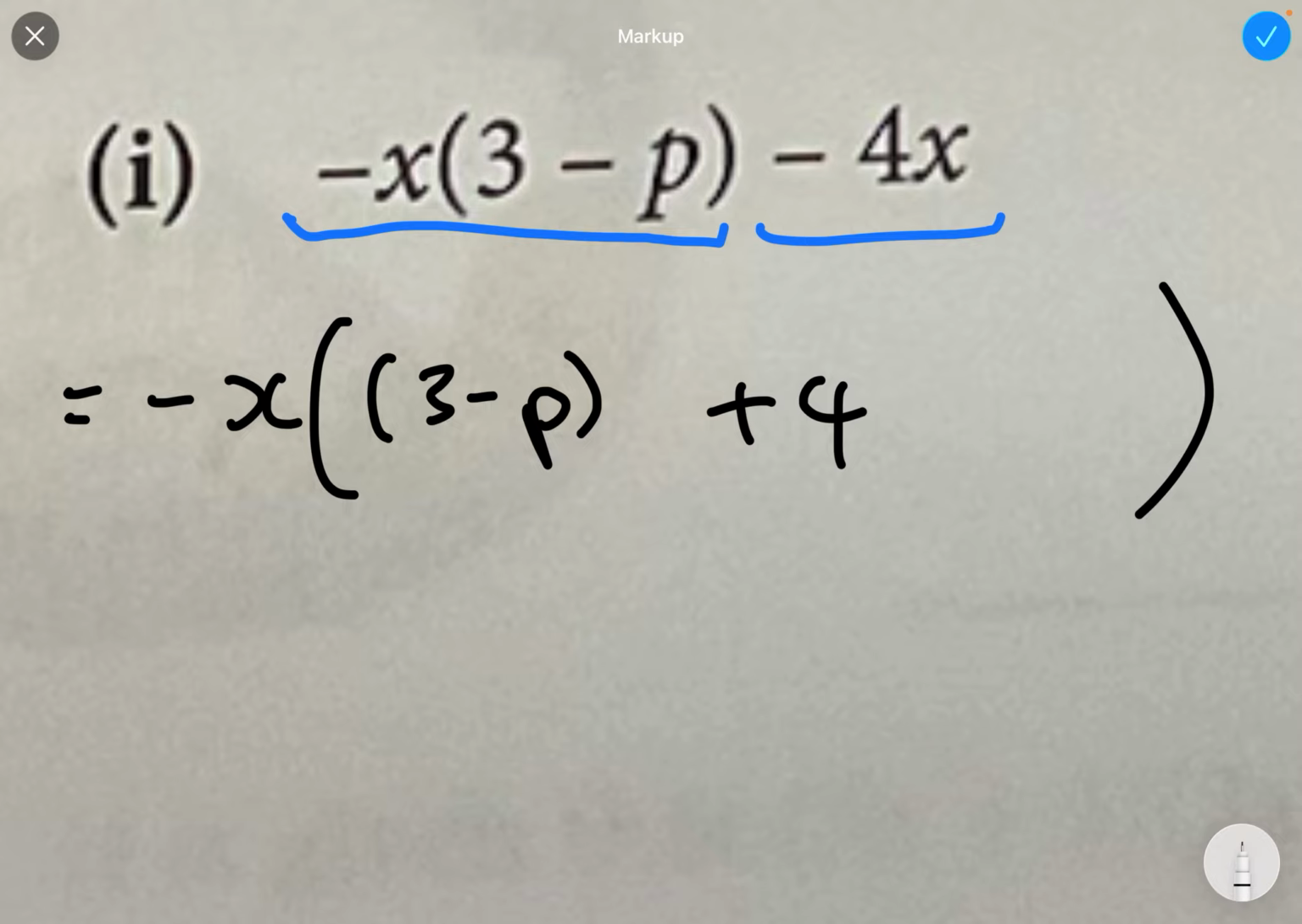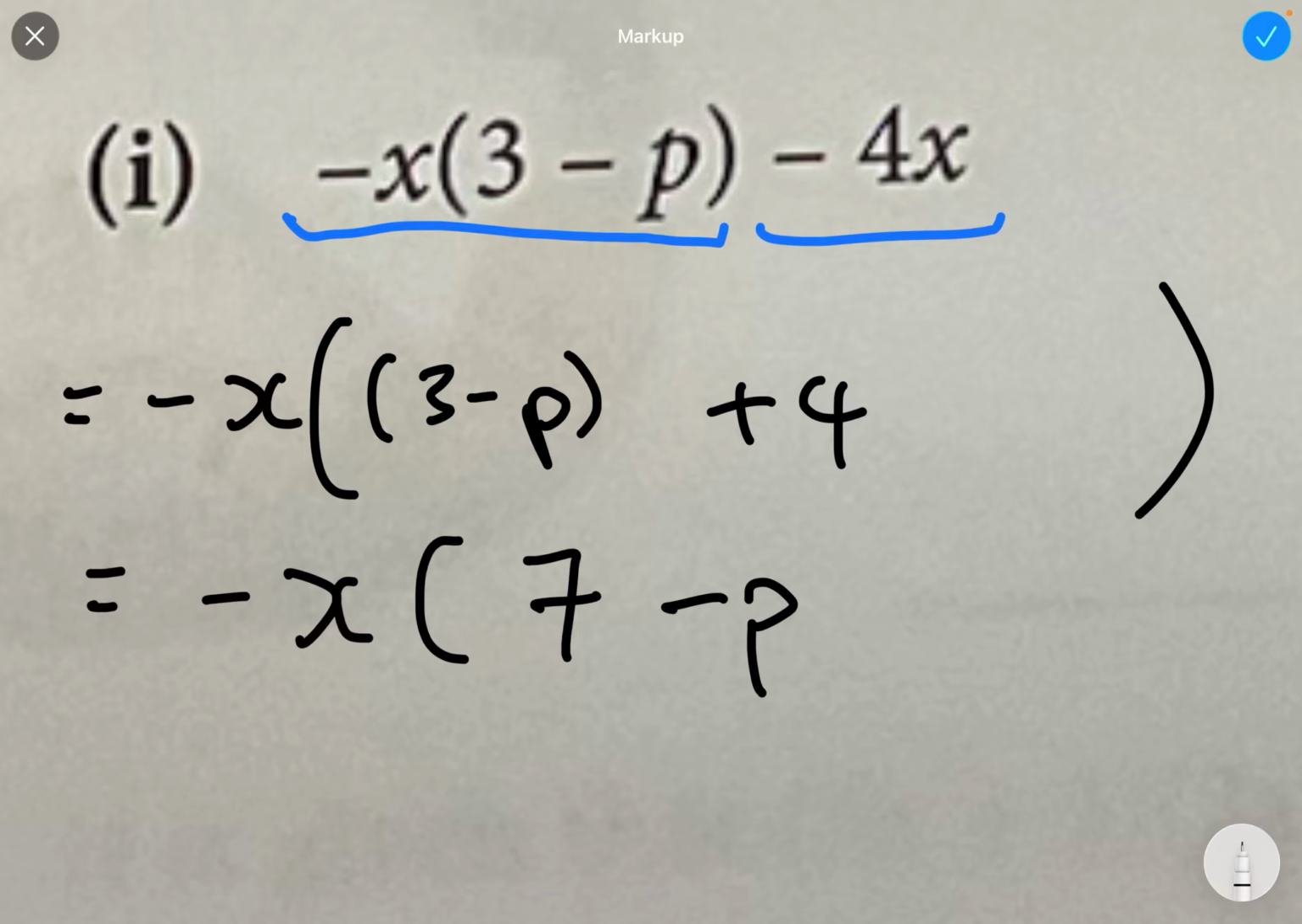Okay? Then I must further simplify. When I open up this bracket, 3 minus p already, I plus 4. So 3 plus 4 become 7 minus p. Answer. Okay? So after I factorize, actually it can look like this. A lot simpler.